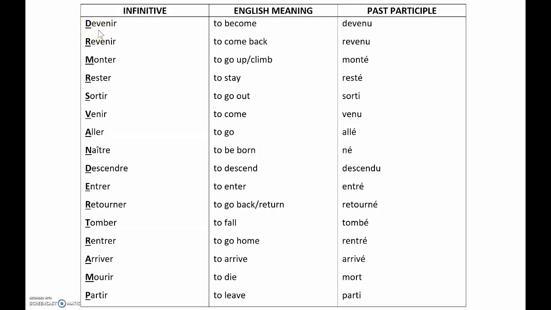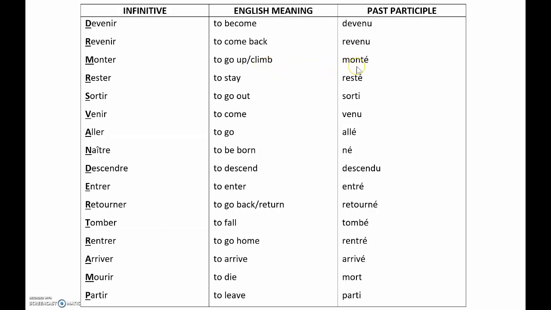We've got devenir. That means to become in English, and as a past participle in French, it would become devenu. Next off, we've got revenir, which means to come back somewhere. And that as a past participle in French would become revenu. Next is monter, which means to go up or to climb.